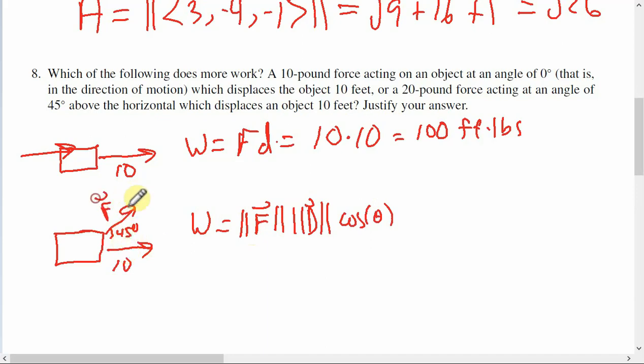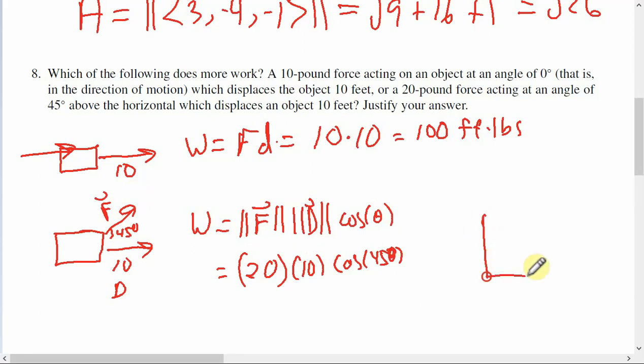So there's my force vector, my displacement vector, and we'll put in the parts that we have here. Well, we know the force that I'm applying is 20 pounds. The displacement is 10 feet, and the angle is 45 degrees. Now, you got to remember cosine of 45 degrees. If you draw a 45, 45, 90 triangle, or if you have it memorized, the sides are 1, 1, square root of 2 in that ratio, and cosine is adjacent over hypotenuse, it's 1 over square root of 2, or if you like, square root of 2 over 2. So 1 over square root of 2, which you rationalize to get square root of 2 over 2.